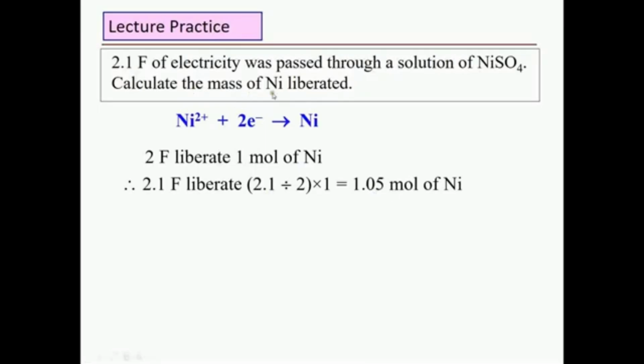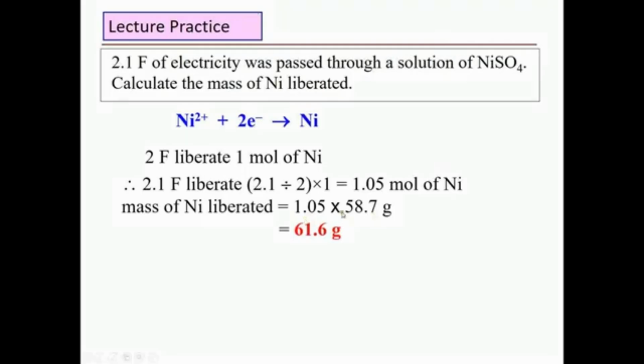Here you're asked to calculate the mass of nickel. So using the formula, mass equals number of mole times the AR. AR can be found from the data booklet. That gives us an answer of 61.6 grams. Final answer, leaving it to 3SF with the units. Did you get it right? Good.